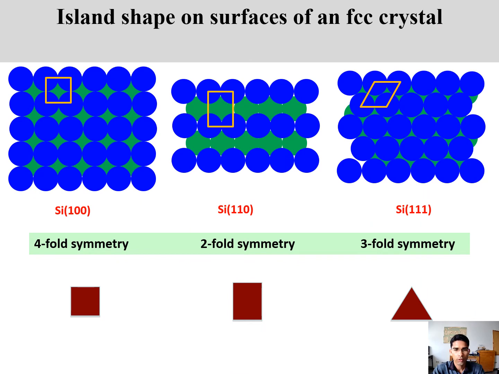So in epitaxial growth, the deposit follows the substrate's crystallographic symmetry and orientation. If we start with a 4-fold symmetric silicon 100 substrate, we expect a 4-fold symmetric square type of island on top of it. If we start with a silicon 110 2-fold symmetric substrate, then we expect a 2-fold symmetric elongated rectangular type of nanostructure on it, and for silicon 111 a triangular structure is expected to occur.